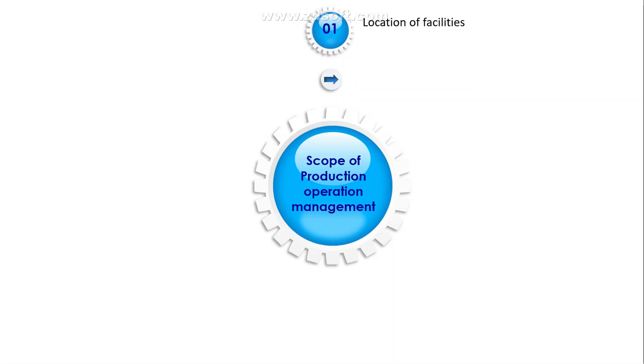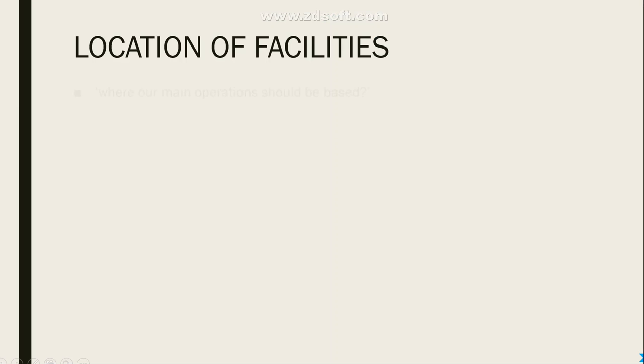Okay, the first one we have is location of facilities. So let's see what location of facility is. We have to select a location for our business or say production unit. Okay, so where our main operations should be based, that is the main question with respect to location of facilities. So where you're going to place it, that's the ultimate question. Which place you're going to choose. This comes with lots of questions. Let's see them one by one.